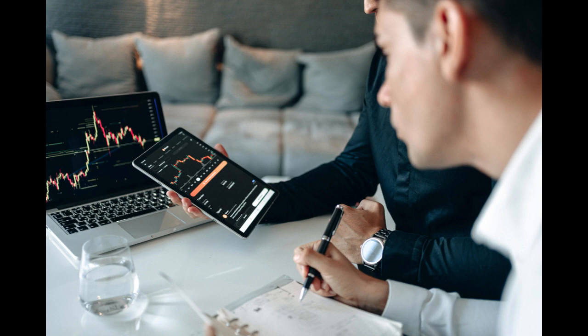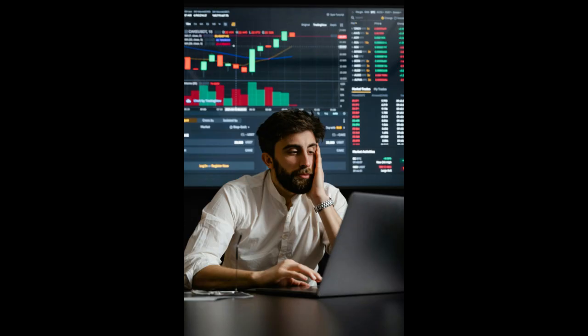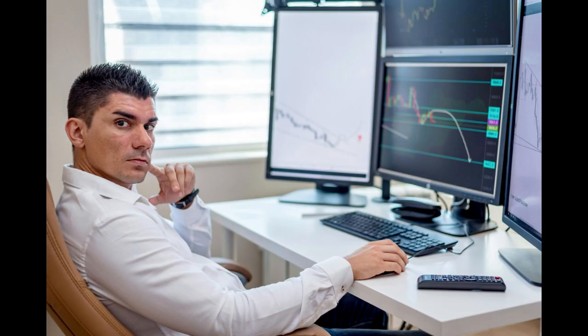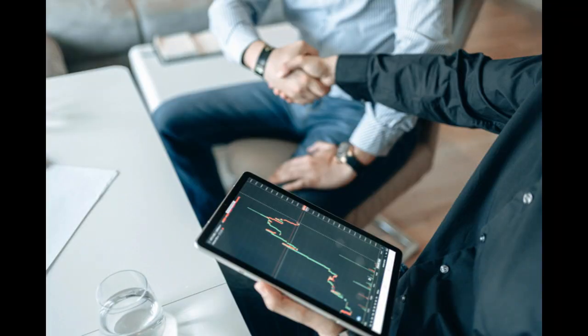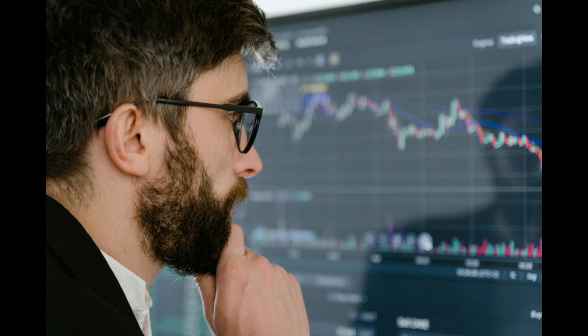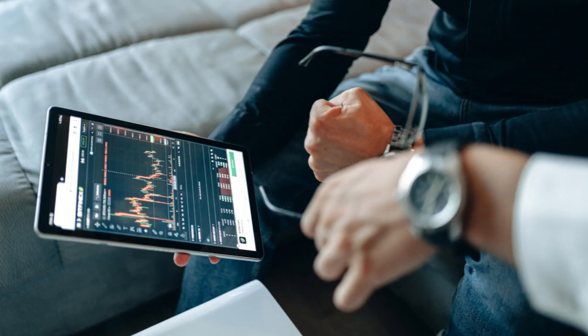7. Comply with regulatory requirements. Depending on your jurisdiction and the nature of your trading activities, you may need to register with relevant regulatory agencies, such as the Securities and Exchange Commission, SEC, or the Financial Industry Regulatory Authority, FINRA. Make sure to comply with any licensing or reporting requirements applicable to your trading activities.